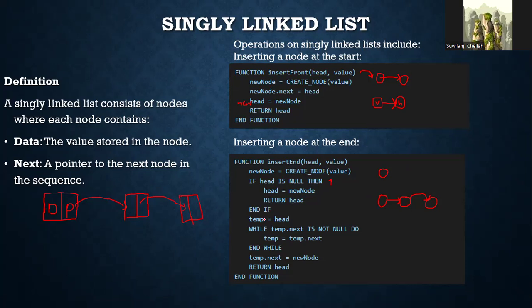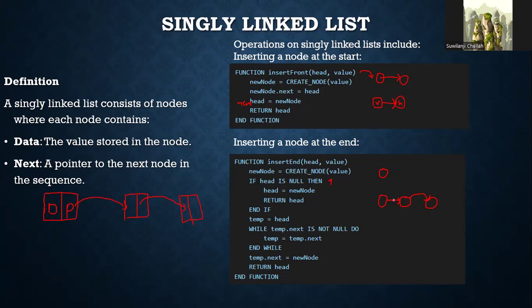But then we put the head in a temporary variable, and then we say, while temp.next is not null, right? So if we have more than one element in our linked list, like we did here, then traverse this linked list until we find the last element. So while temp.next is not null, do temp equals temp.next.